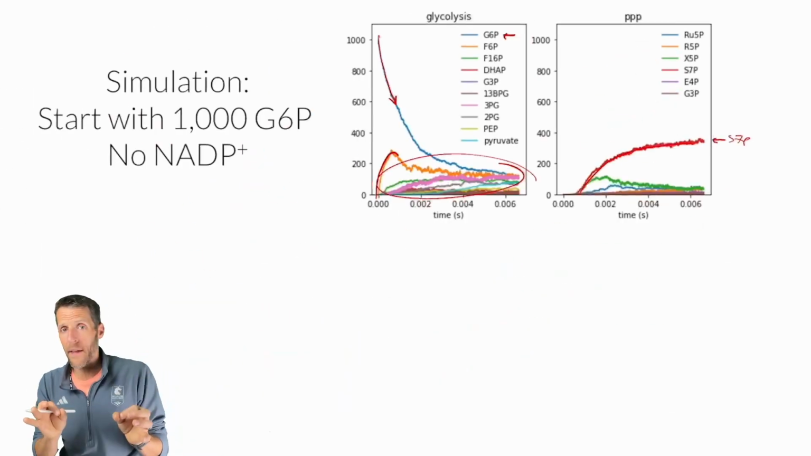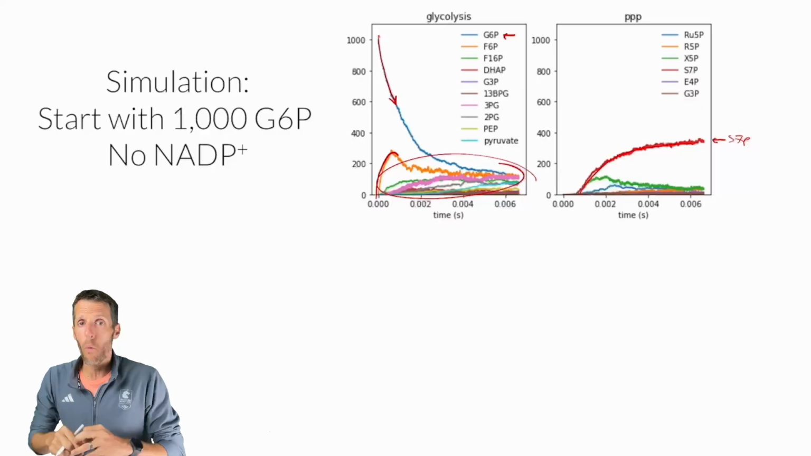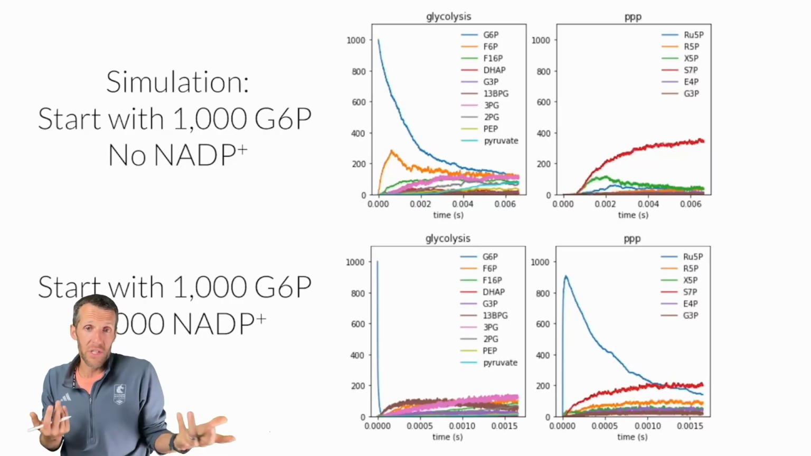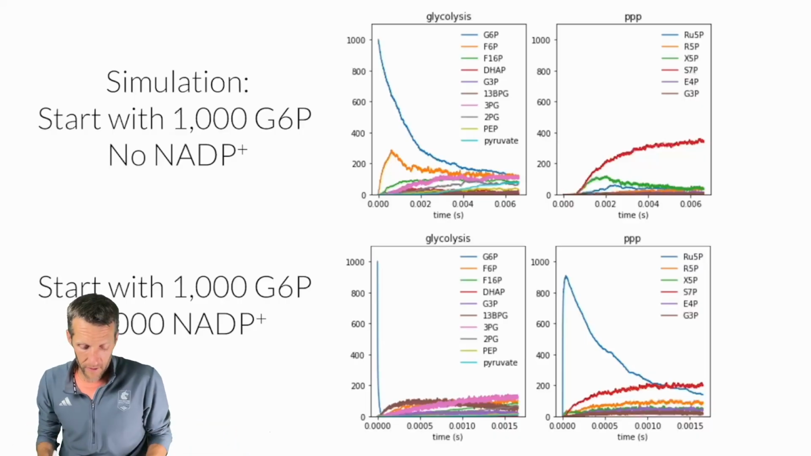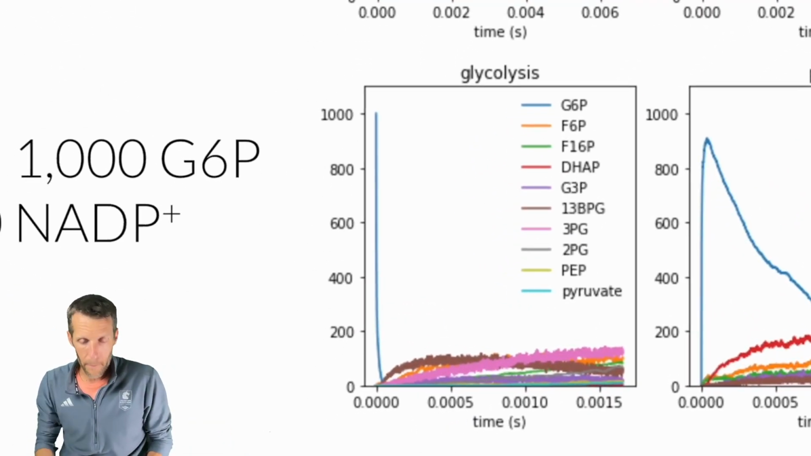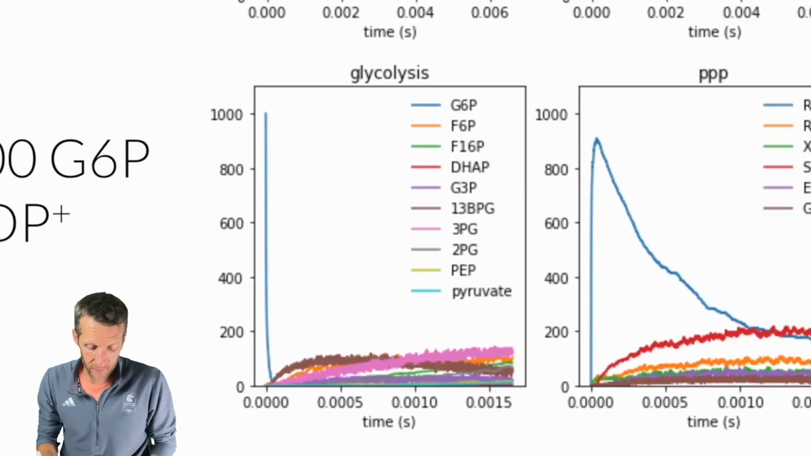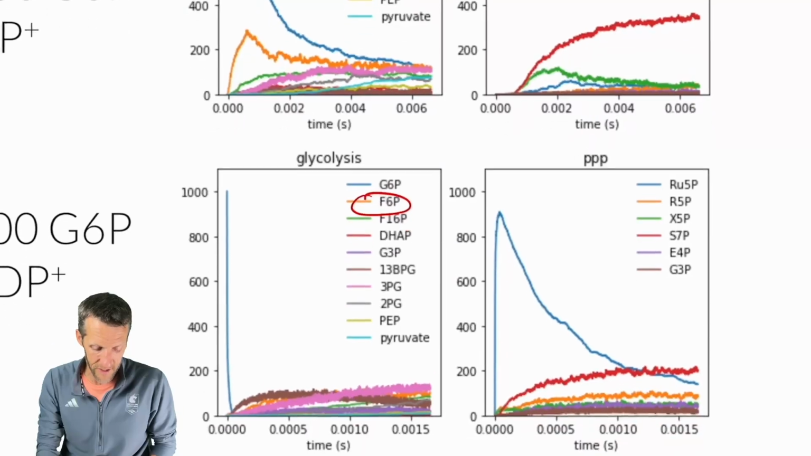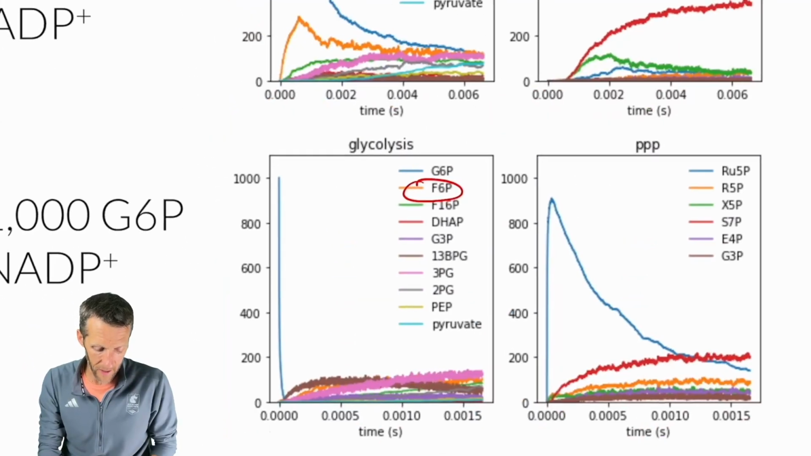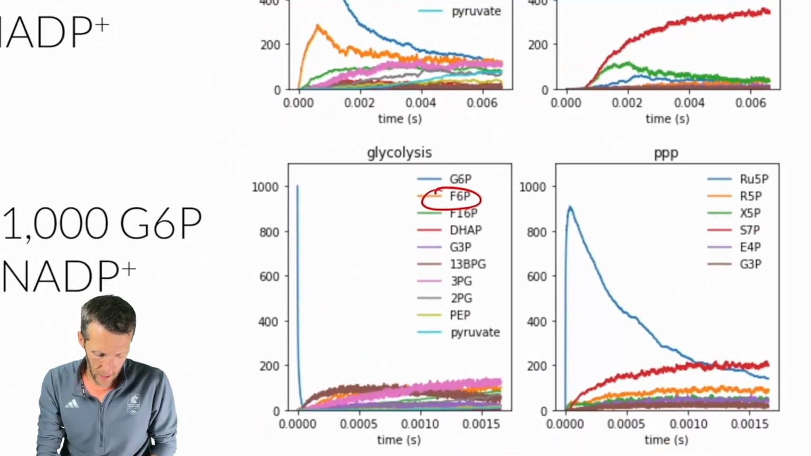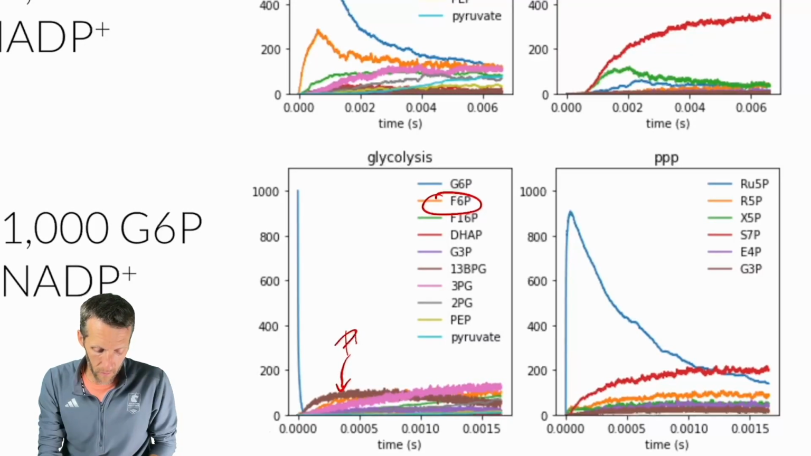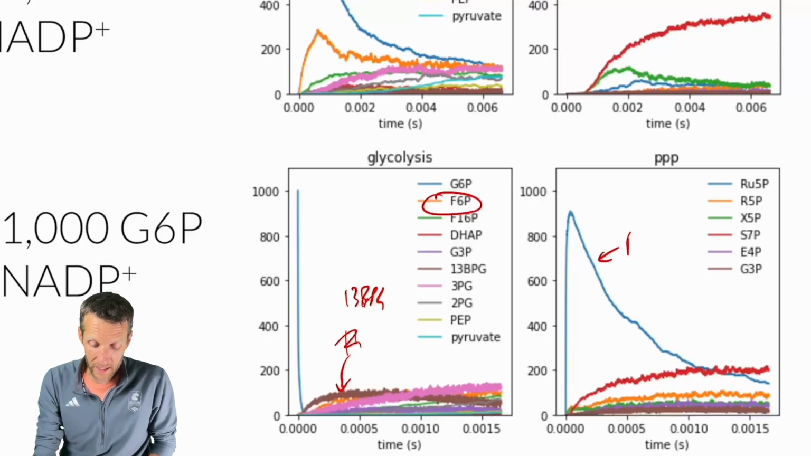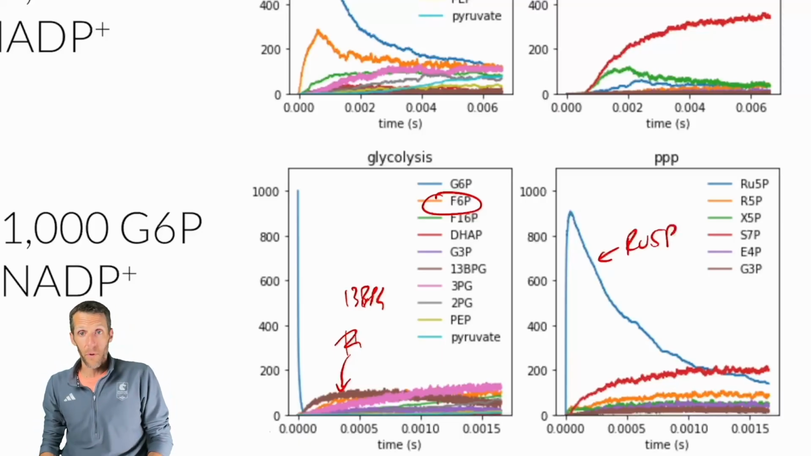Okay, so I ran that simulation with no NADP+. What if I add NADP+ to the simulation? Hopefully what you see is it just looks different, if nothing else. So when I start with 1,000 NADP+ molecules in here, we see a different configuration come out. We basically don't ever see a spike in fructose 6-phosphate. Instead, we get a lot of 1,3-BPG, for example. And then over here, we get a spike in Ru5P rather than just a simple accumulation of S7P.